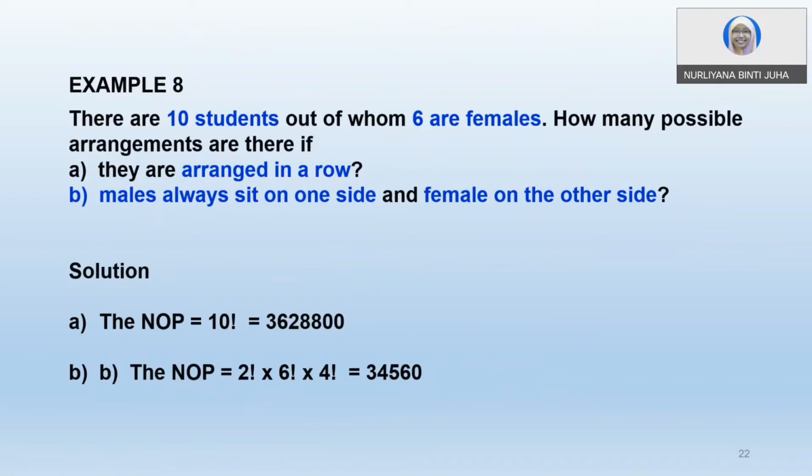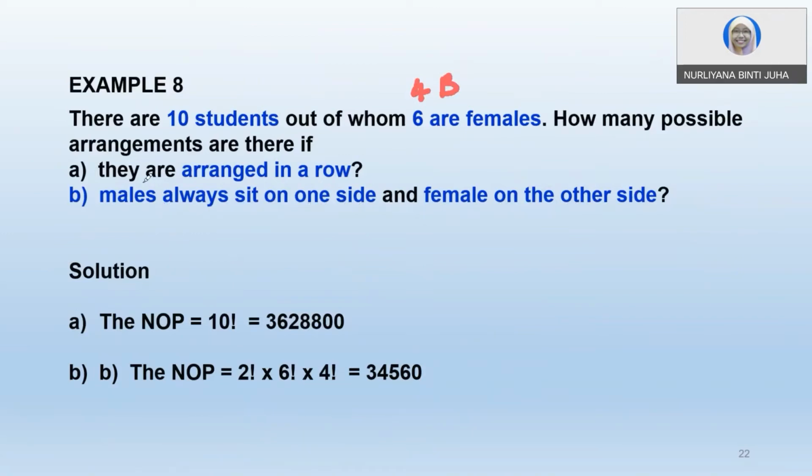Lelaki either dia sebelah semua lelaki. Kalau 10 tadi ada 6 perempuan, maksudnya ada 4 boys, kan? Ada 4 boys. Meaning you have 4 boys over here. You have 4 boys. So total 10. Males always sit on one side and female on the other side. Maksudnya yang males tadi mungkin duduk sebelah kiri, yang female duduk sebelah kanan. Or vice versa. Ataupun terbalik lah.